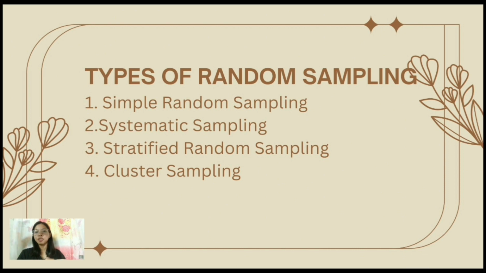3. Stratified random sampling. This involves dividing the population into subgroups that share a similar characteristic. This technique ensures representation from all subgroups and allows researchers to focus on specific strata. 4. Cluster sampling. Here, the population is divided into subgroups called clusters. The randomly selected clusters are then used as the sampling unit in the study.